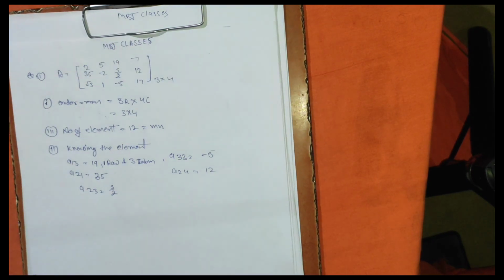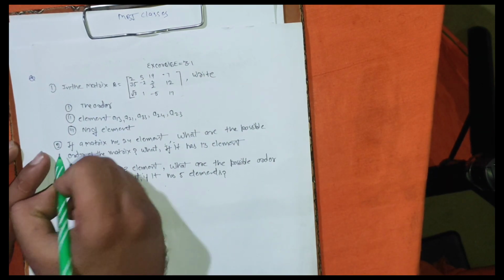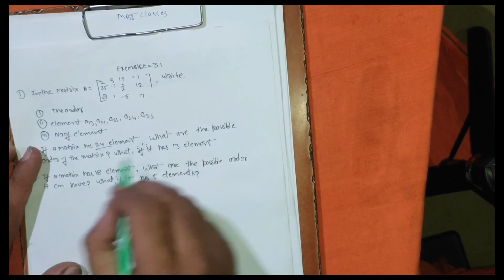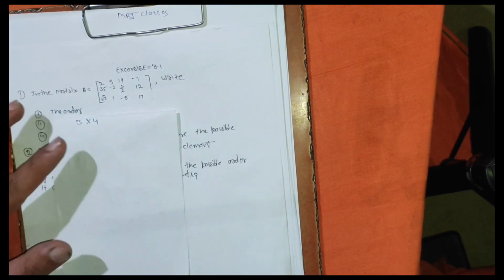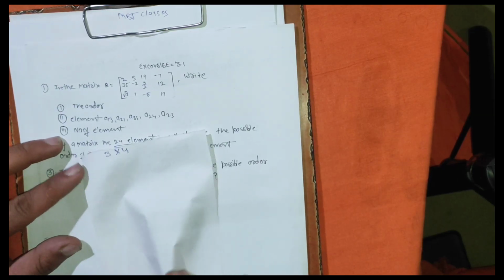Okay, the next question, question number 2: if a matrix has 24 elements, what are the possible orders of the matrix? What if it has 13 elements? Okay, again in the mini textbook. So for example, if I say that here we are.